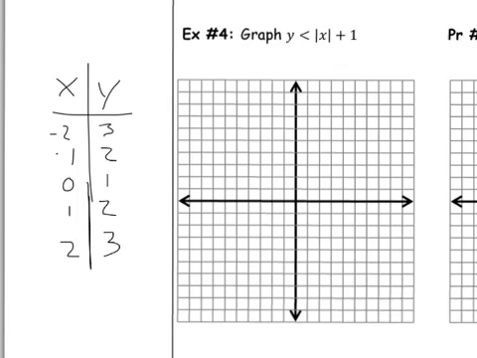Alright, so let's plot these points. Back 2 up 3, back 1 up 2, at 1, at 2, and there we go. So we got a little V, and sure enough, just like it did before, this little 1 out here has shifted the whole graph up 1 unit. Now I made a little mistake here.